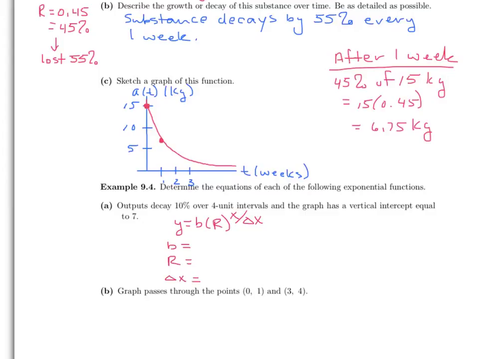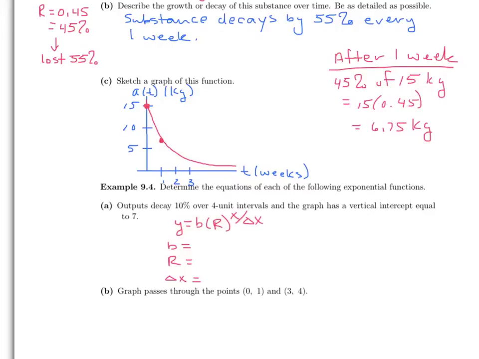Remember that x is our input, or our independent variable, and y is our output, or our dependent variable. They will remain variable. We're not trying to determine the values of x and y. They have to stay variable. B, r, and delta x, those will be fixed. We need to determine them.